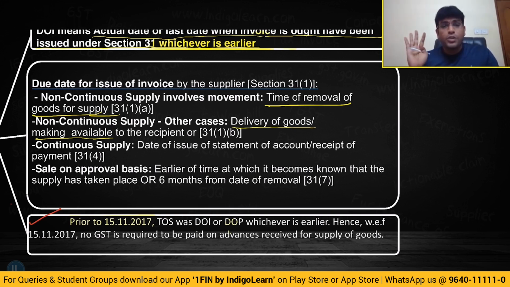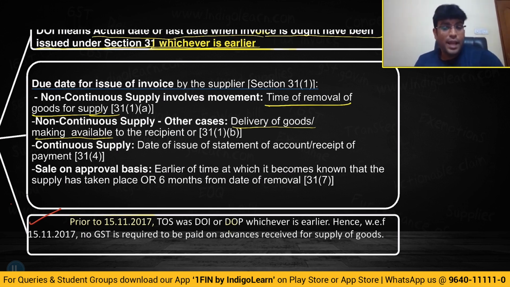So if there is a movement of goods, the invoice must be issued on or before the date of removal. And if there is no movement of goods, the invoice must be issued on or before the date of delivery or making available. That's an interesting point. I'm sure it makes sense for everybody.